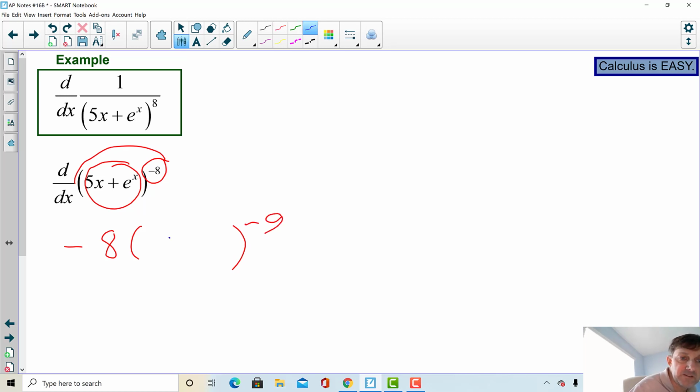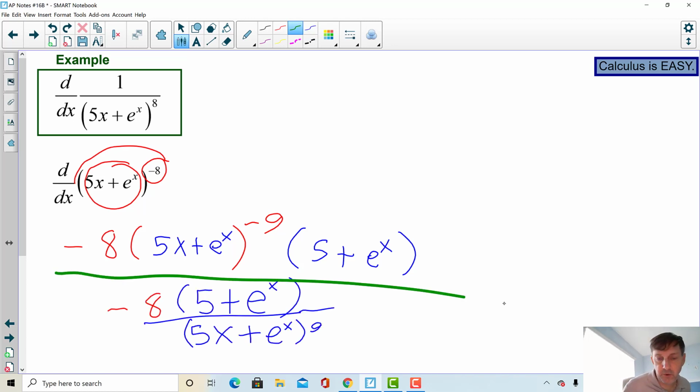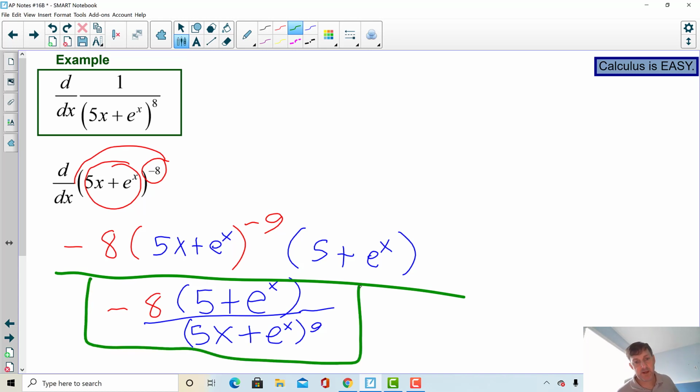Remember, the inside is not just an x, it's a bunch of stuff. So we're going to have to do the derivative of that stuff. Most important part is don't forget the parentheses, because we're going to have 2 pieces here. We're going to have a 5, and then plus e to the x. And if you don't put the parentheses, it's going to be completely wrong. You could rewrite this if you want to. Again, you don't have to rewrite it, but if you did to make it look nice, your answer would look like that.